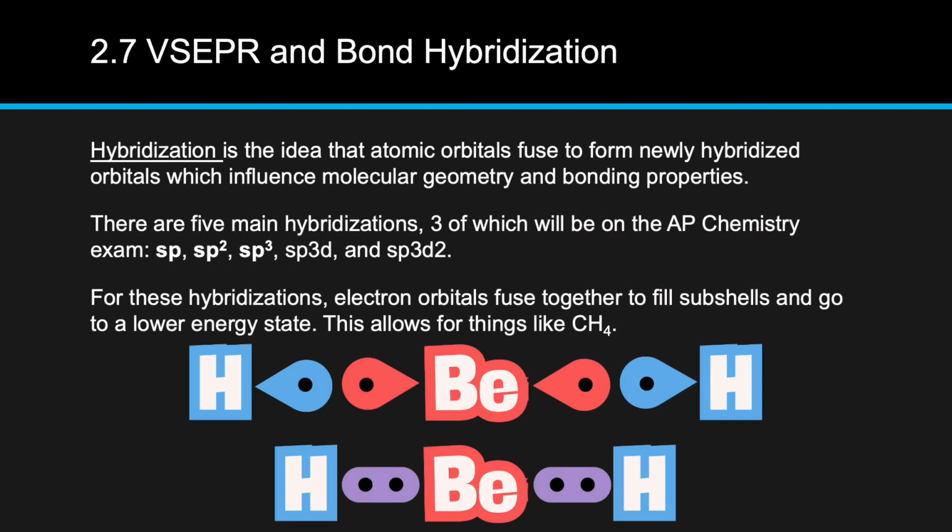So hybridization can sound complicated, but it's really just orbitals mixing to make bonding easier. Now, atoms don't want uneven orbitals when they're bonding. Instead, what they do is they blend their orbitals into new ones that are equal in energy and arranged in the correct shape for bonding. So let's look at BeH2 as an example.